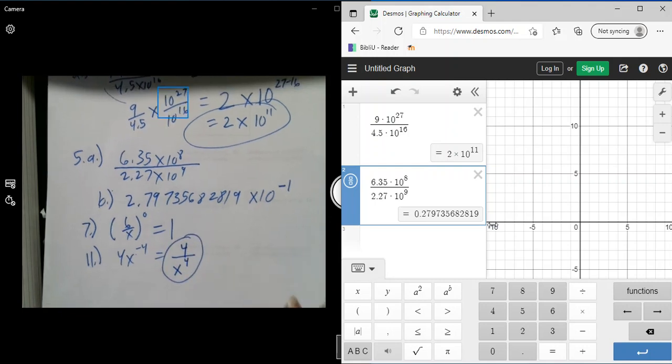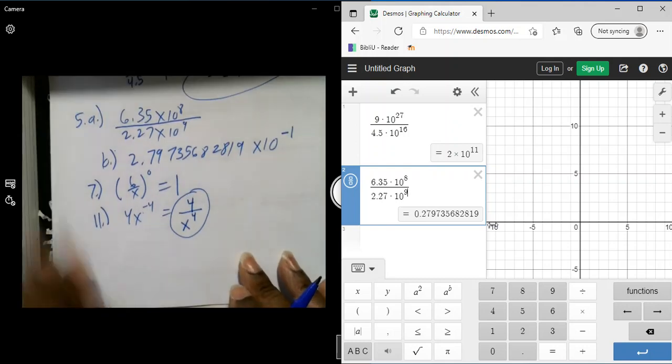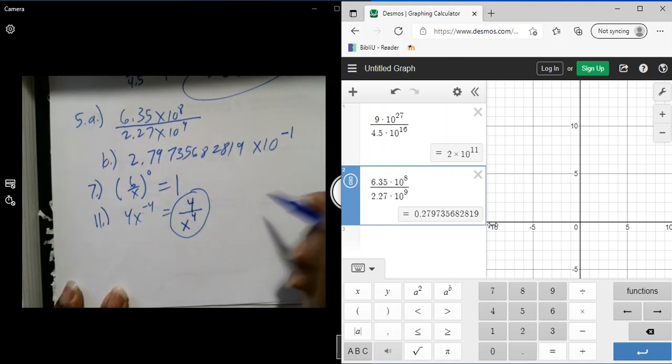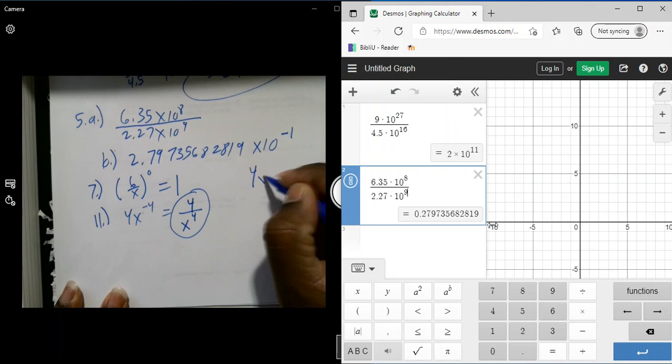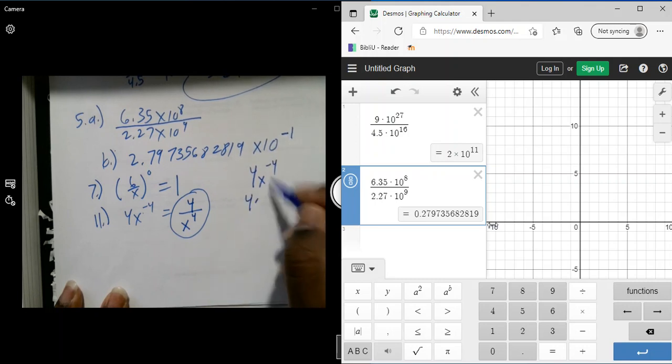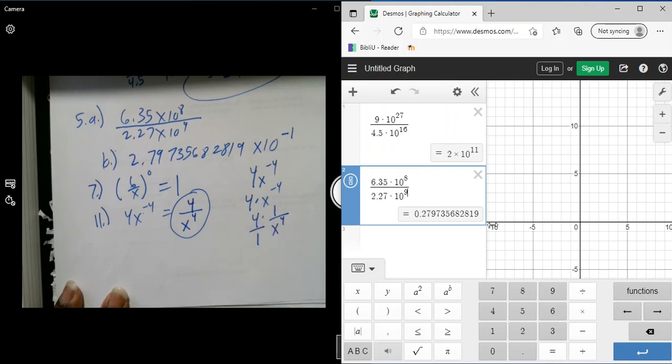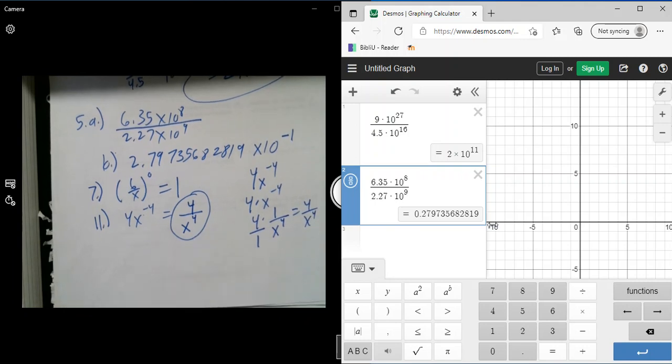Now some people may need it so that I show every single step. So I'm going to go off to the side here to show every single step. This is 4x to the -4. This is the same as saying 4 times x to the -4. Now x to the -4 will be 1 over x to the 4th power. So if we take 4 times 1 over x to the 4th power, we could put a 1 under the 4, and it'd be 4 over x to the 4th power. And that's it, which is what we got here for number 11.